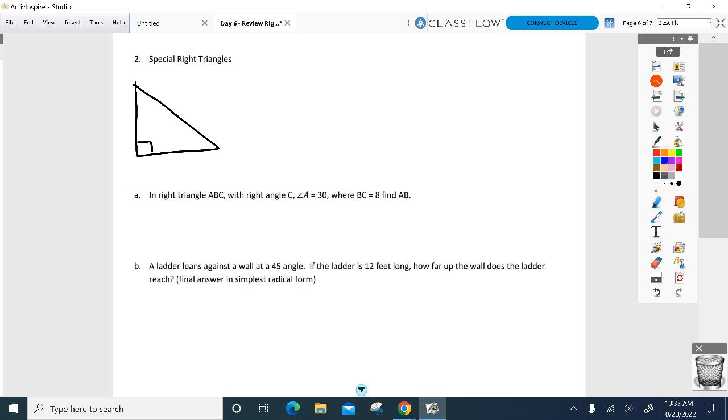The first one I'm going to introduce is when the other two angles are both 45. Familiar? 45, 45, 90? Maybe? What are these sides called again? Legs, right? And do you guys notice that they're both across from what angle? Both legs are across from what angle measure?